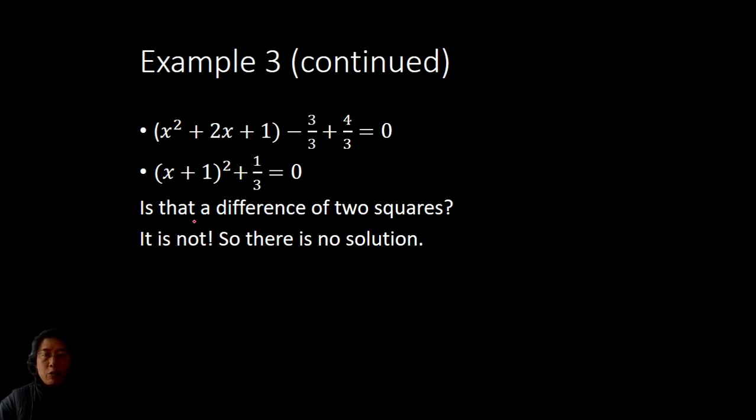To continue with that equation, is that a difference of two squares? Because it's not, it's a plus, you can't factorize it the way it is, so you can stop and write down that there is no solution for that equation. So you won't find any values of x that you can substitute into that expression to make it equal 0.